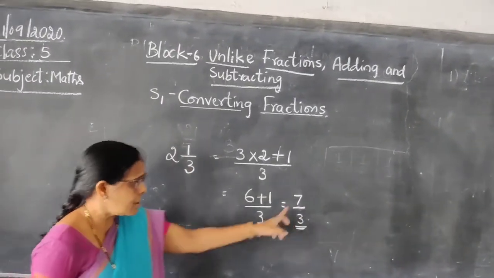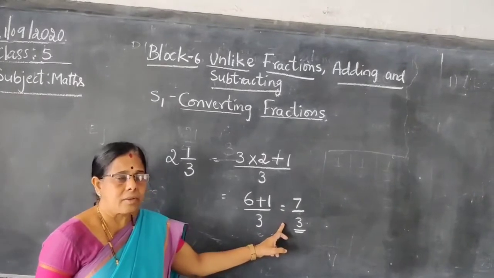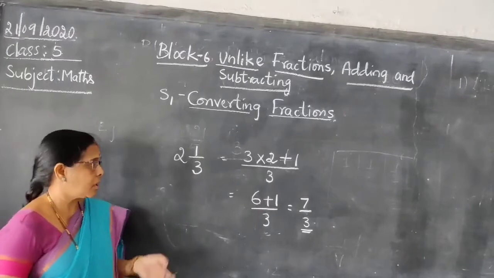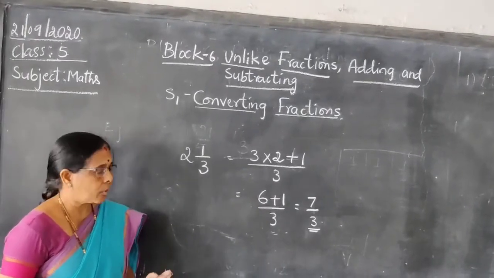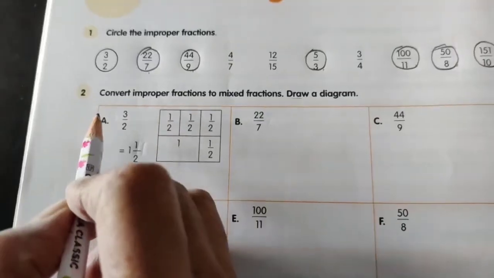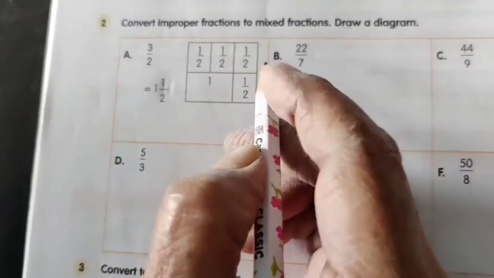So here this is the improper fraction. We can convert mixed fraction into improper fraction and improper fraction into mixed fraction, vice versa. Okay. I hope you all understand. Now first, second bit B1 I will show you, children.